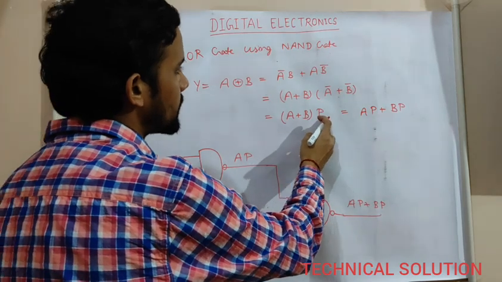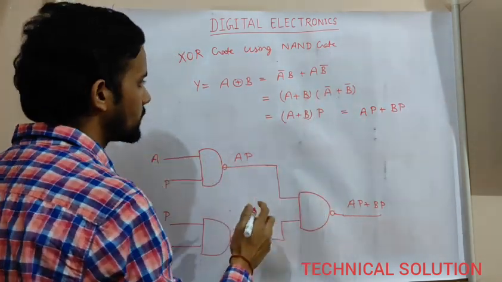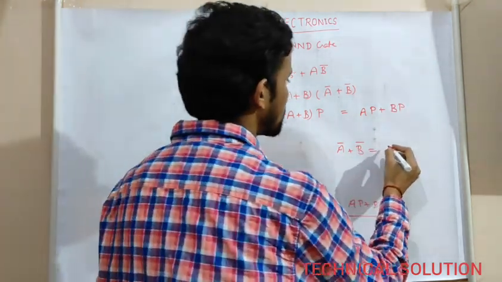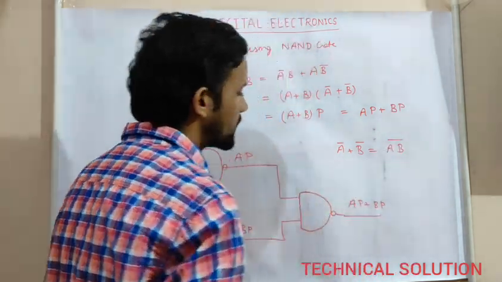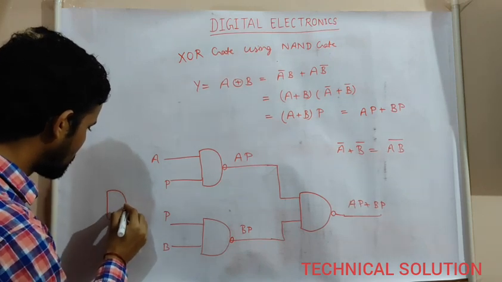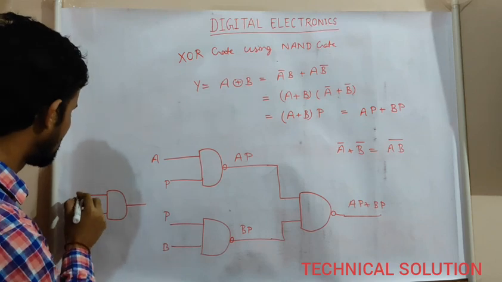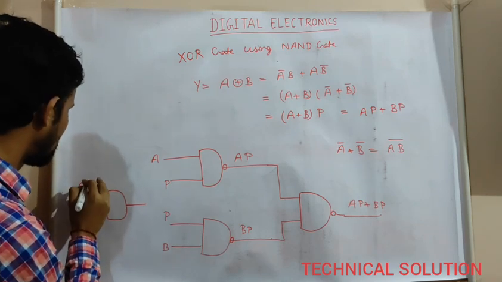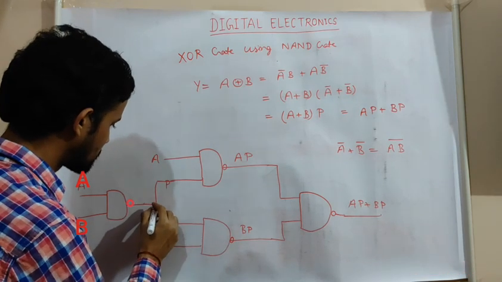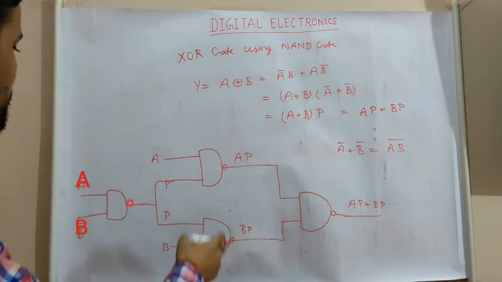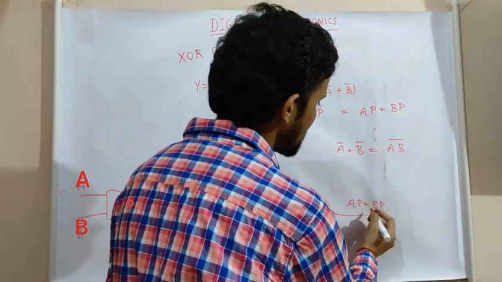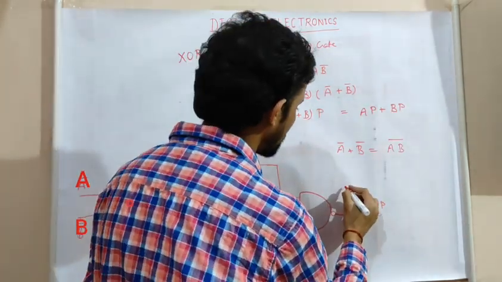And here P is given by A bar plus B bar. According to De Morgan's theorem, this A bar plus B bar can also be written as (AB) whole complement. That means this can also be given as a NAND gate. So connect this P like this. This is A and this is B. In this way, with the help of these 4 NAND gates, we realize the XOR gate. And this AP plus BP is also written as A XOR B.